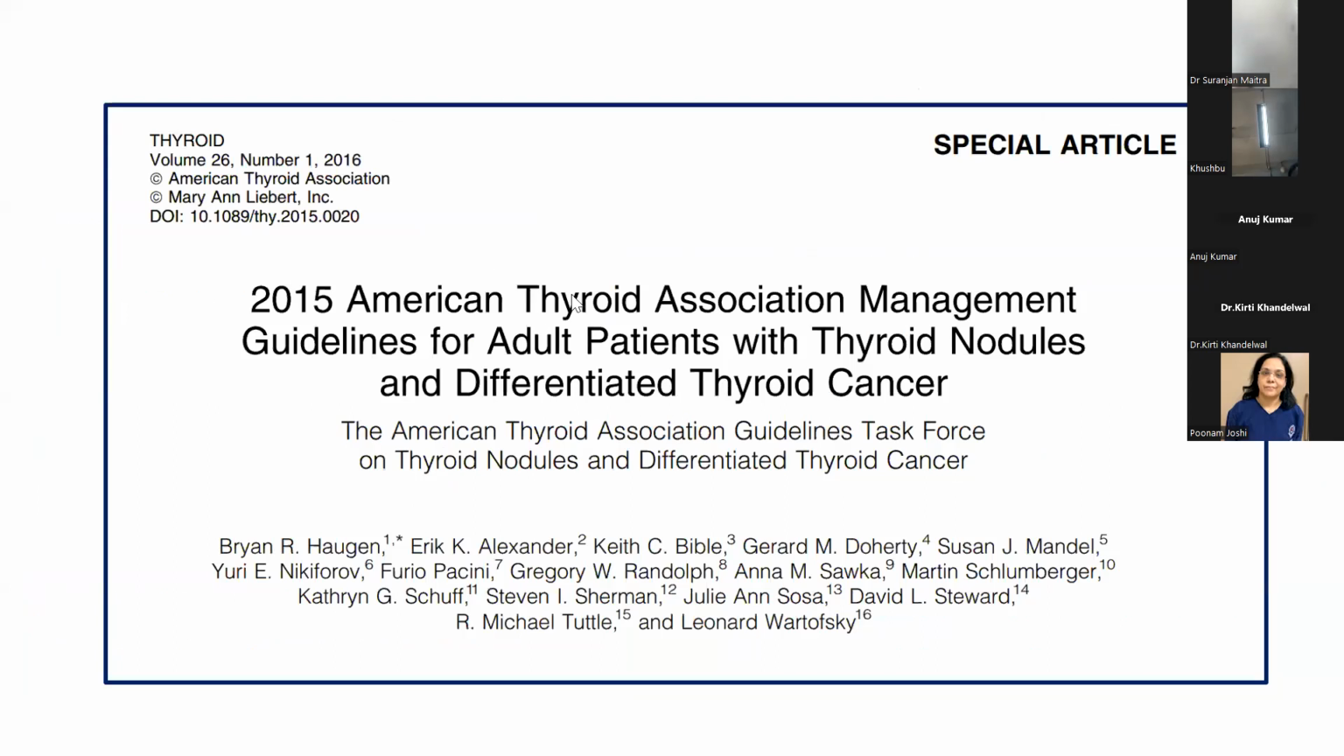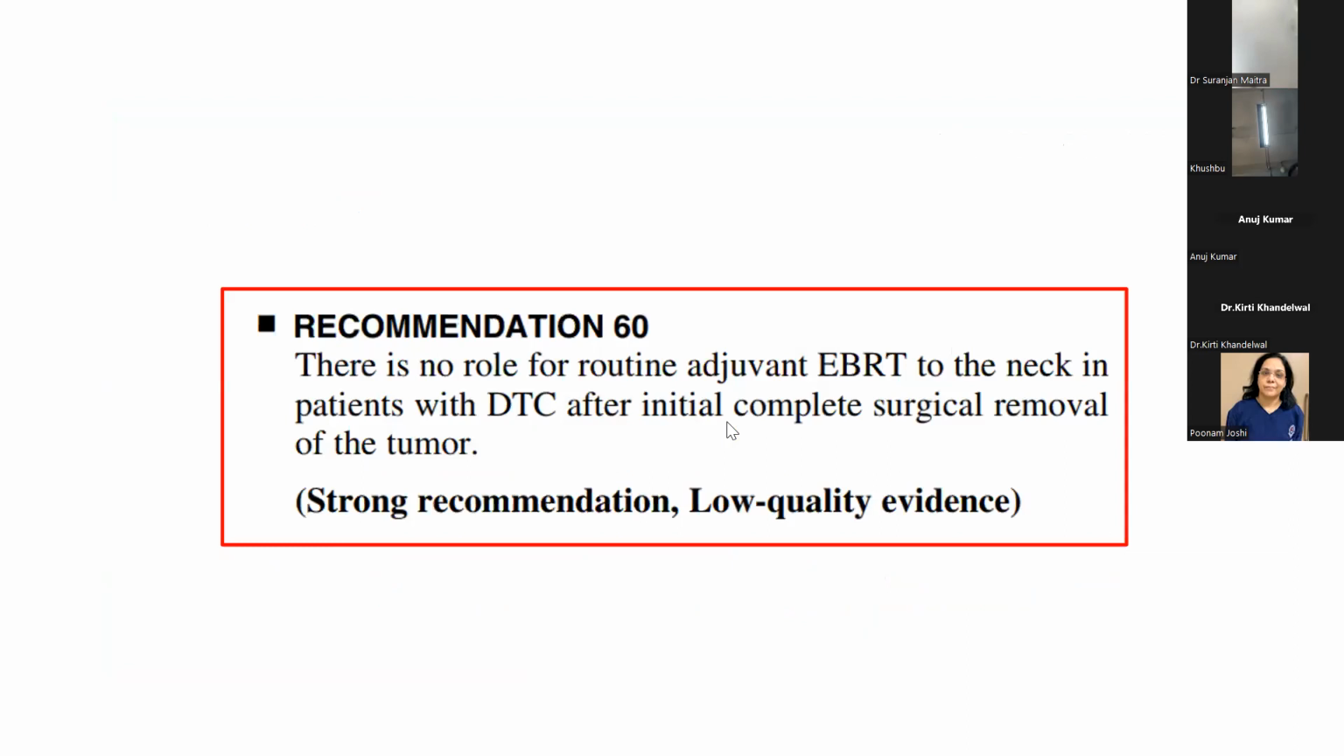recommendations. So coming to the 2015 ATA guidelines for differentiated thyroid cancer, there are multiple recommendations, and when we go through them, recommendation 60 tells about the role of adjuvant EBRT.